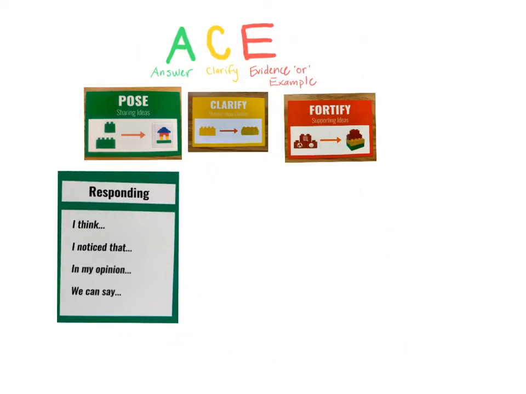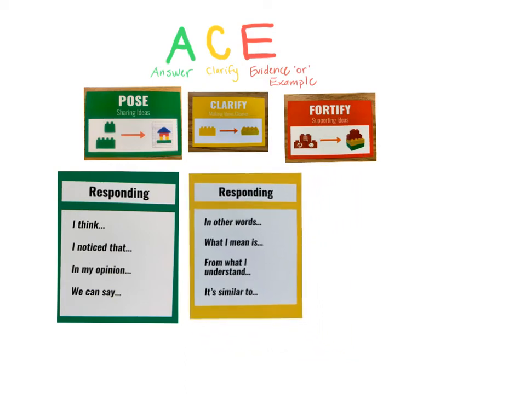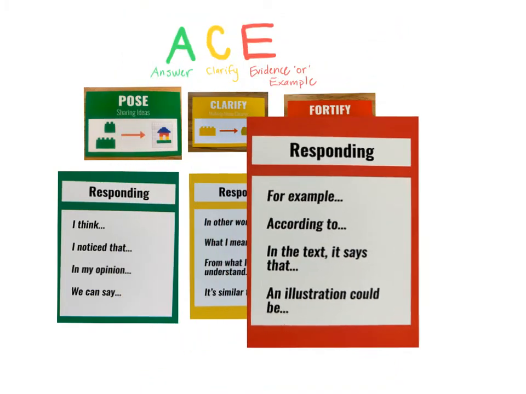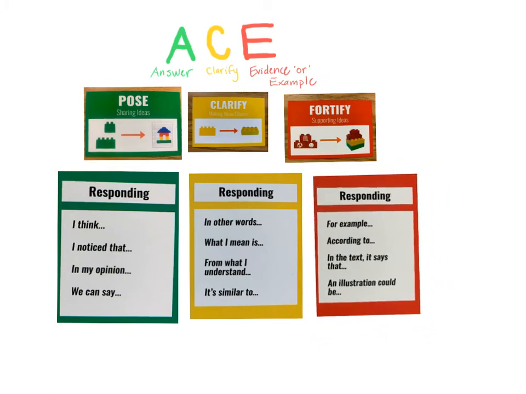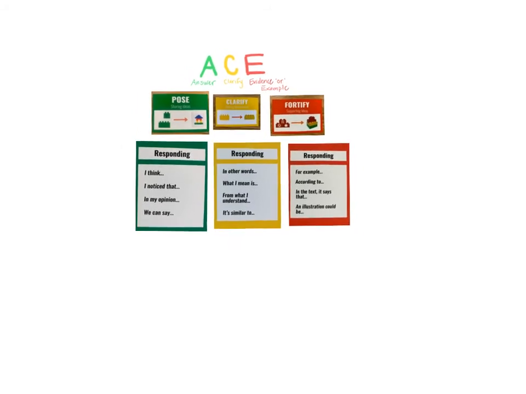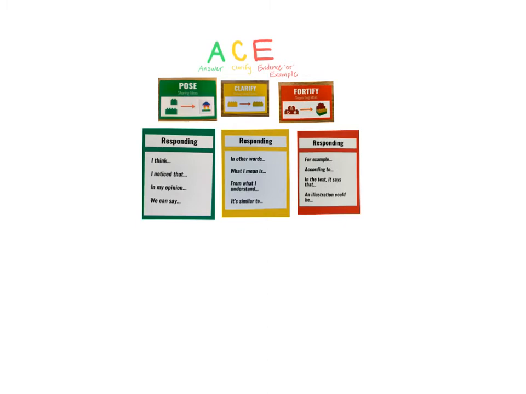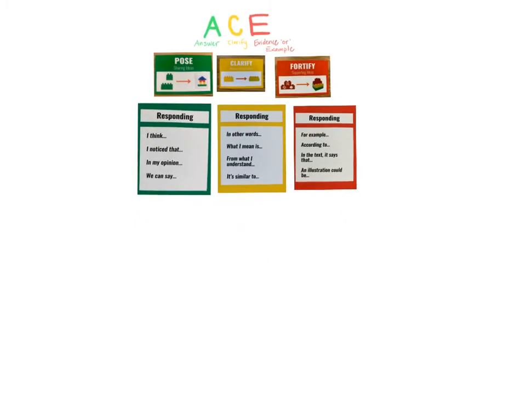We have a responding side and a prompting side, and we're just going to be at the responding sides right now. Here's the responding side for our clarification card. Here are the responding sentence starters for our Fortify card. Now that we have the three cards that we're going to use, as well as the sentence starters, we can take a look at an example question and how we can answer it using all three of those cards and the ACE strategy.